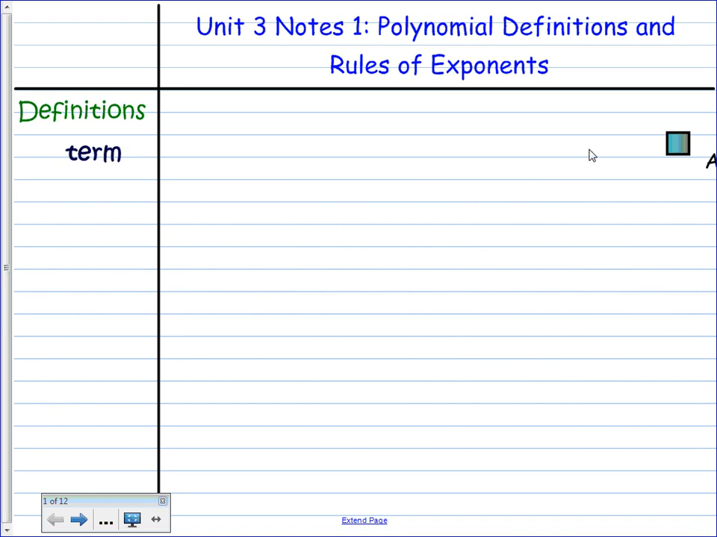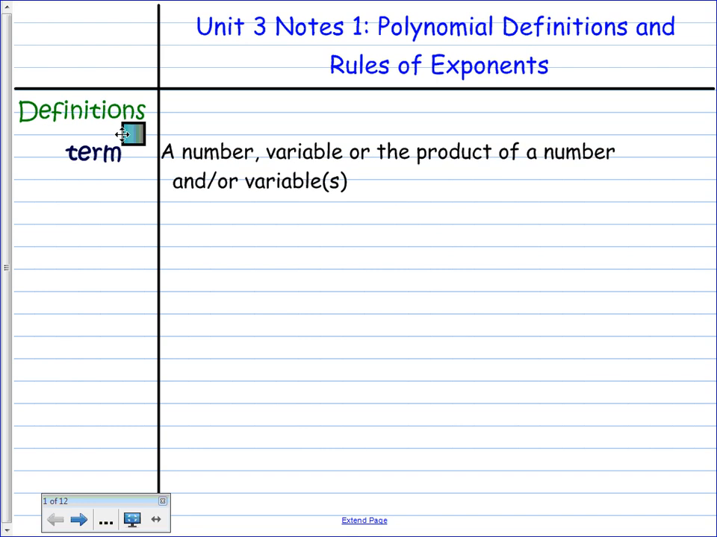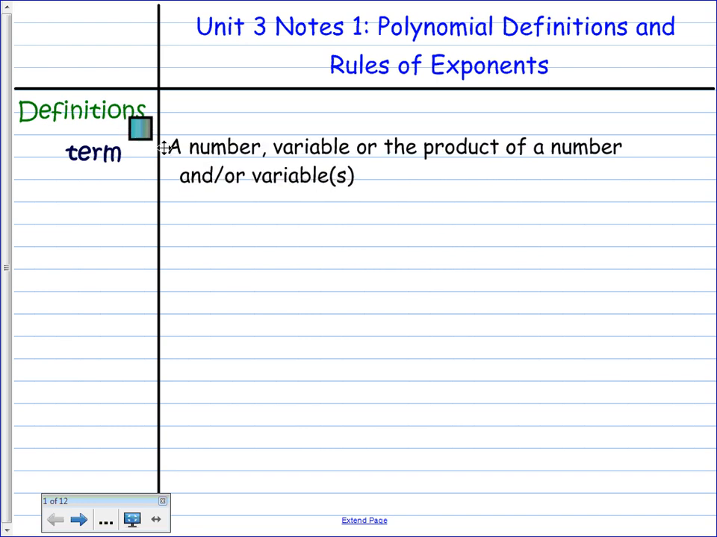write this stuff down. So the first one, a term is a number, variable, or the product of numbers and variables. Okay, so we've talked about terms a lot. You've seen terms before. Here's some examples of terms. 4x squared, that's a term. 3, that's a term. 2x, that's a term. All of those are examples of terms. So pause the video, write your own example.